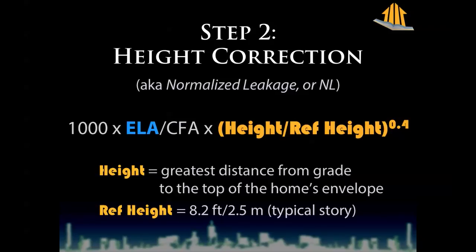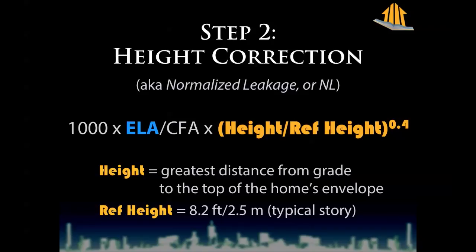So it's generally going to be the ceiling of the top floor, and that is divided by a reference height of 8.2 feet. So what ASHRAE is saying is that every story should be about 8.2 feet. So that's what you're doing, is just finding out how many stories this place is. If it's 30 feet high, you divide that by 8.2 and you get this certain number of stories.